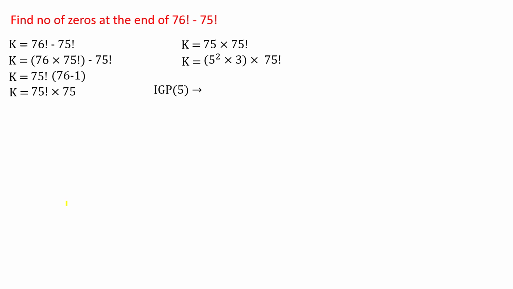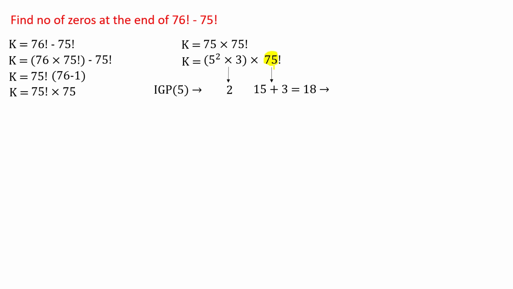So k is nothing but 75 into 75 factorial. 75 we can write as 5 square into 3, into 75 factorial. Now let's find IGP of 5 first of all. Over here the IGP of 5 is going to be how much? 2. In the first bracket IGP of 5 is going to be 2, meaning the power of 5 is 2 there. Now in the second bracket IGP of 5 is going to be how much? Divide 75 by 5, the quotient is 15.